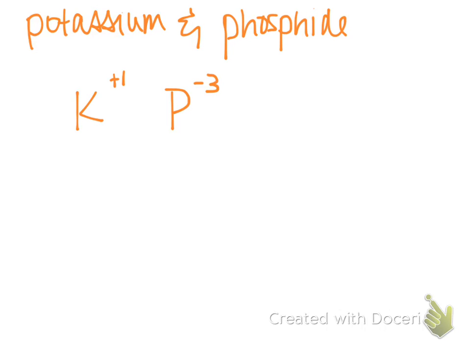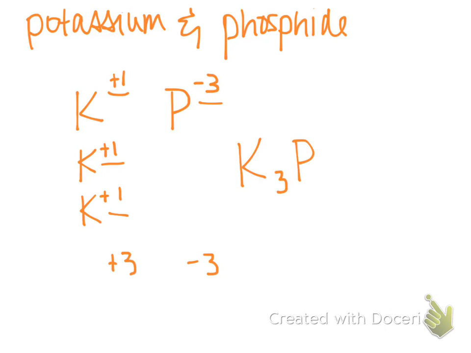So if I want this compound to balance, how many potassiums do I need? Let's write it out like this. Maybe this will help a little bit. +1. So now I have 1, 2, 3 pluses. That gives me a +3, and I have a -3. So that means I would need to have K3P. Does that make more sense writing it out that way? Yeah. Okay.